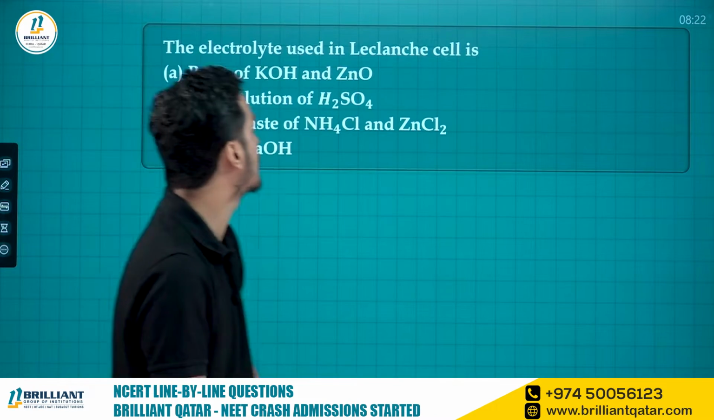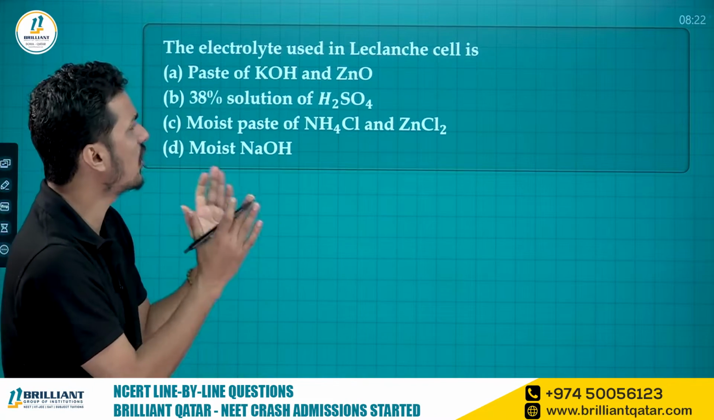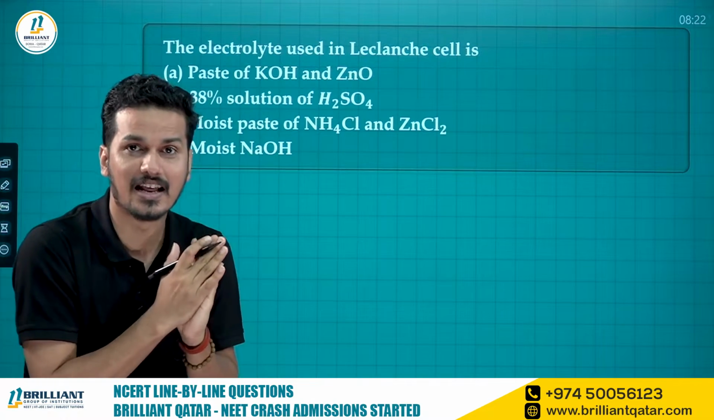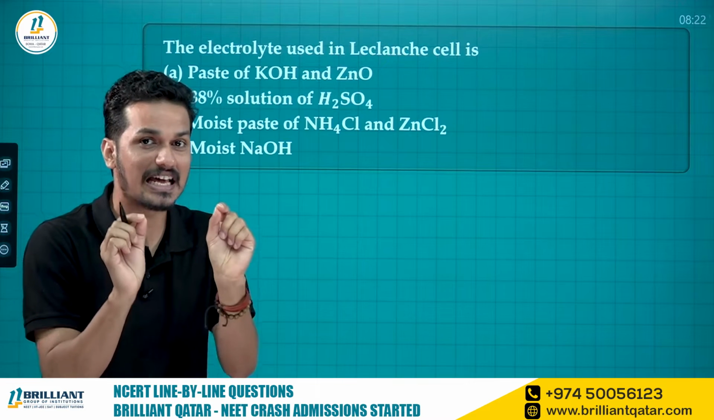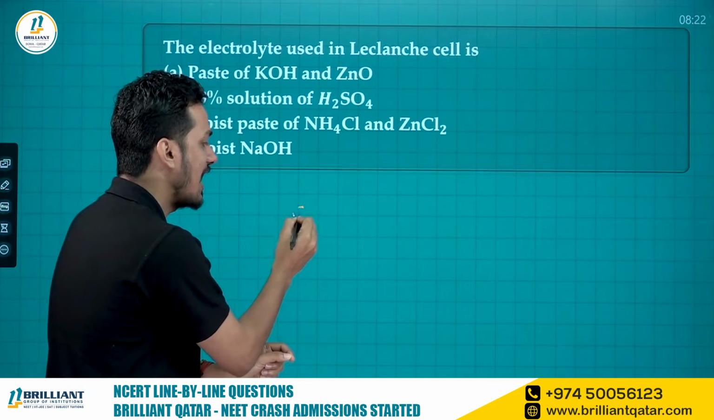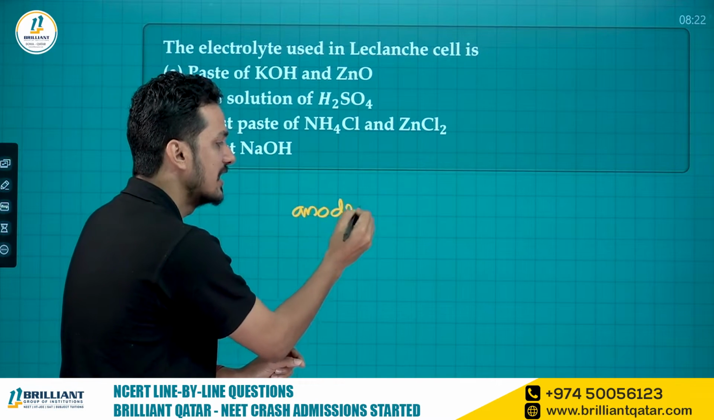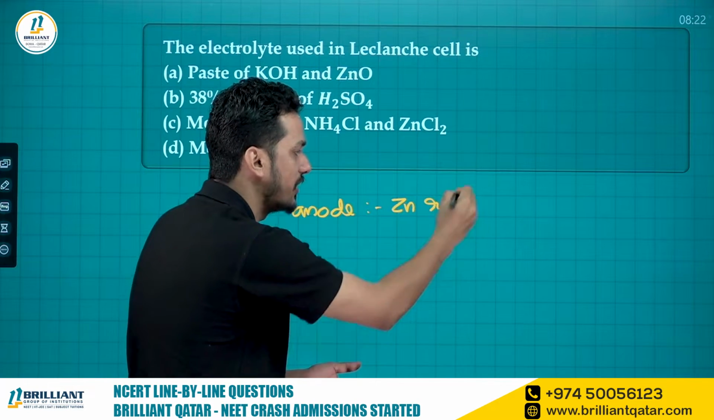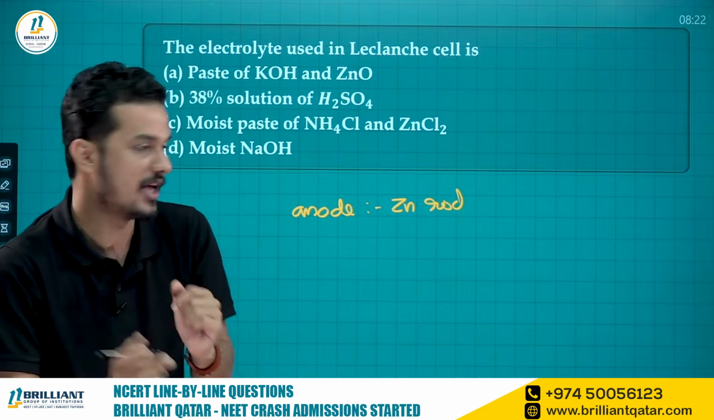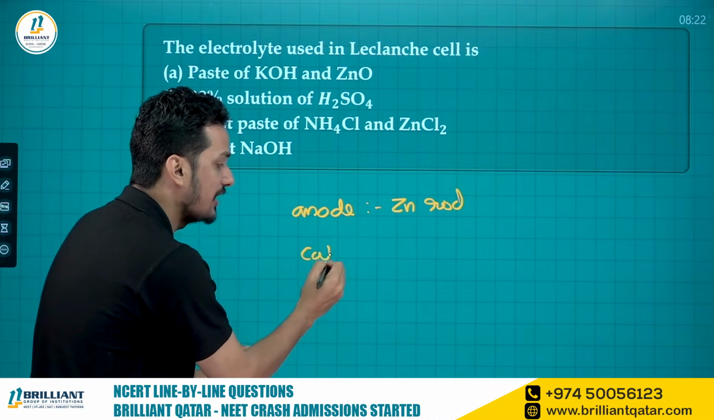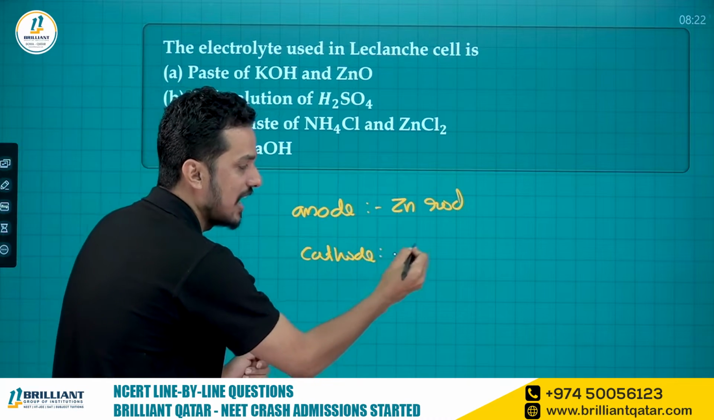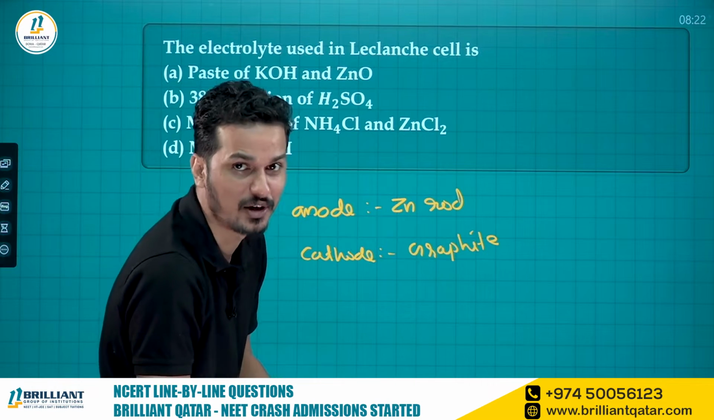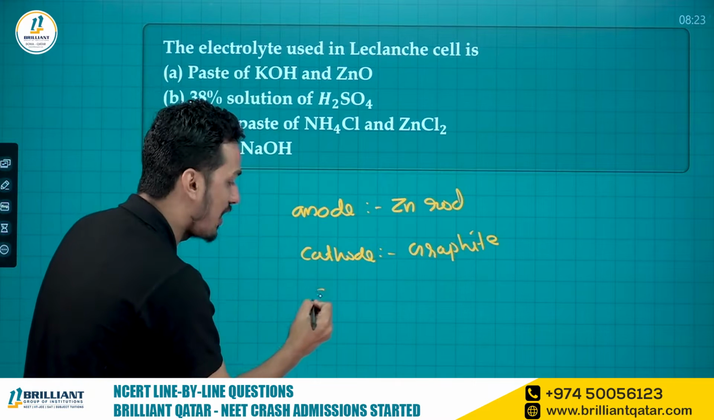This is the next question. What's the question? The electrolyte used in the Leclanché cell or dry cell. We know in the Leclanché cell or dry cell, the anode is a zinc rod. Zinc rod we are using as the anode. And the cathode we are using is graphite. Graphite is used as the cathode.